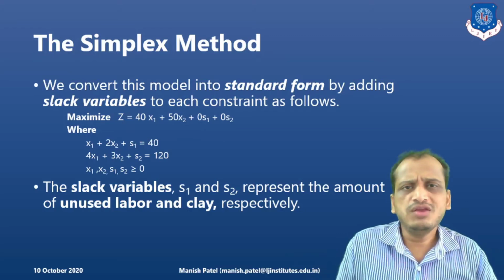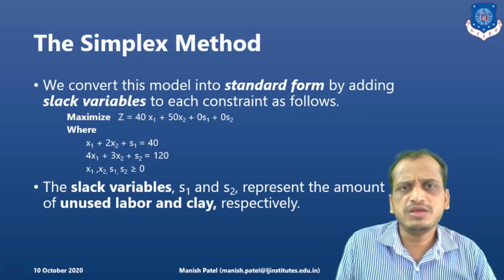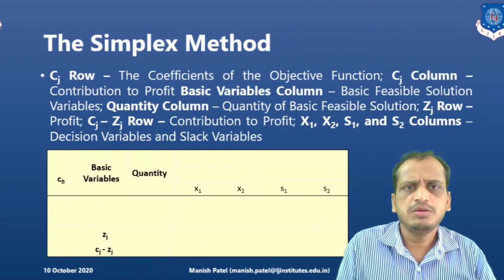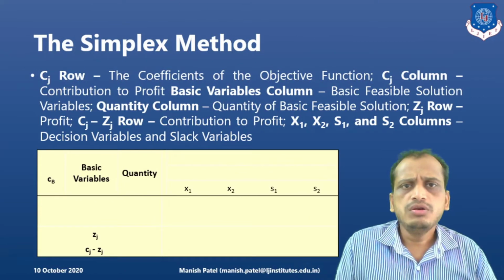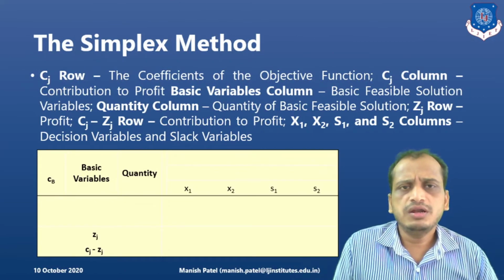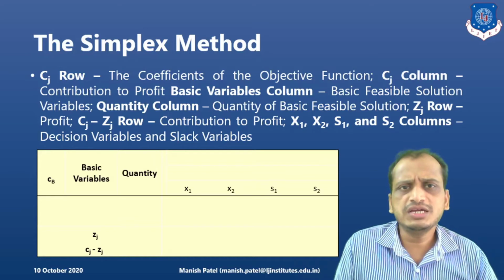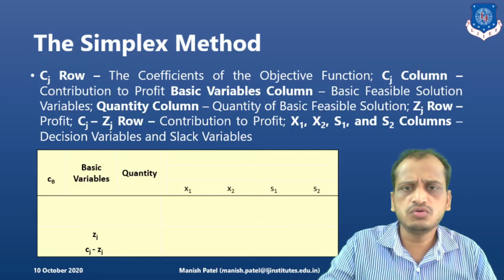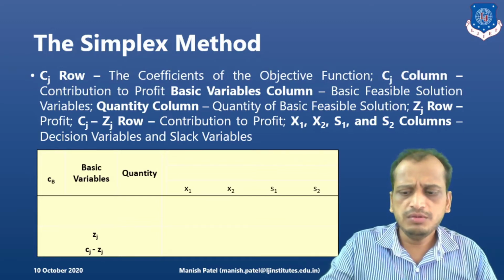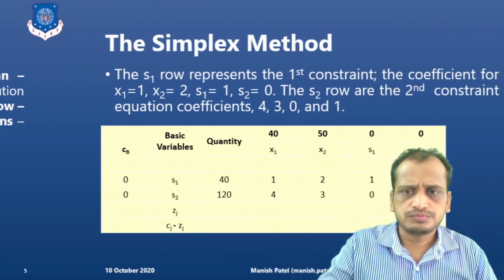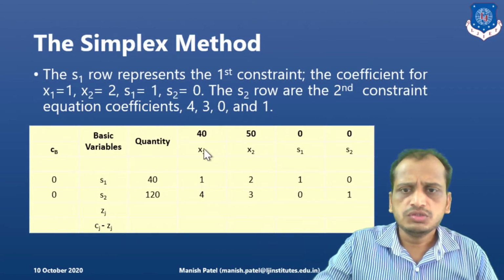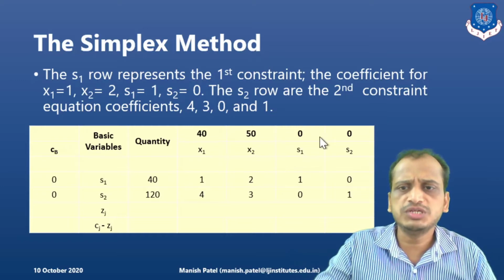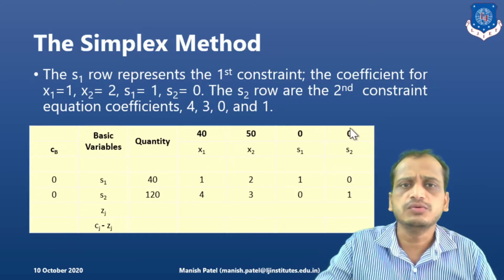Now you can visualize these S1 and S2 slack variables as unused labor and clay available, right, which have no contribution in the profit making. Now let's look into another step. Another step is Cj. How do you find out Cj? Before finding out Cj and row and column, we will put the coefficients here. So x1, x2, s1, s2 are the variables here and their coefficients in the objective function are 40, 50, 0 and 0. Right?